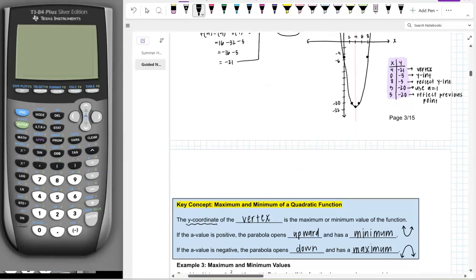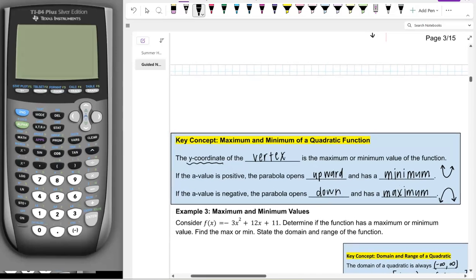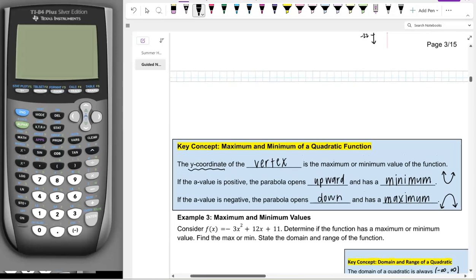Next, we're going to talk about the key concept of the maximum and minimums of a quadratic function. You might have already noticed this, but the vertex is always the bottom or the top, in other words, the maximum or minimum of the function, and the y-coordinate specifically is the max or min value of the function. You also might remember that if the a value is positive, the parabola opens up and it has a minimum. Whereas if the a value is negative, the parabola opens down and it has a maximum. We'll use that to answer questions about max and min.